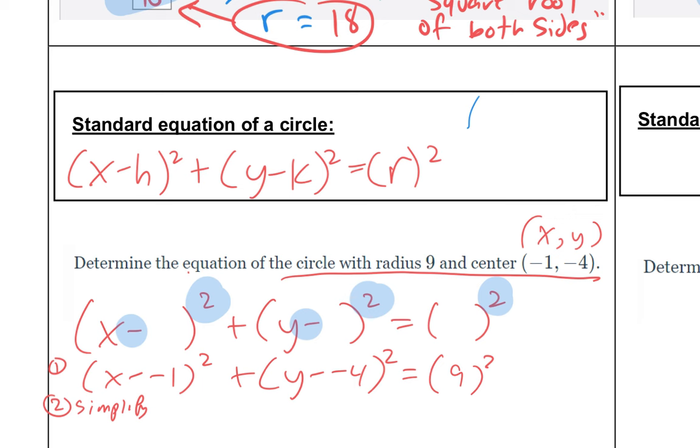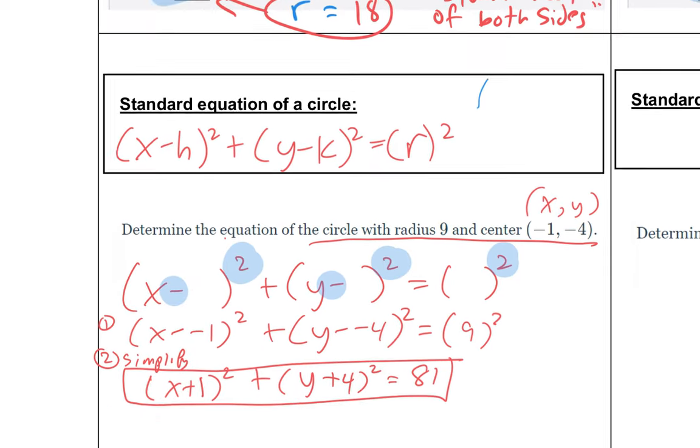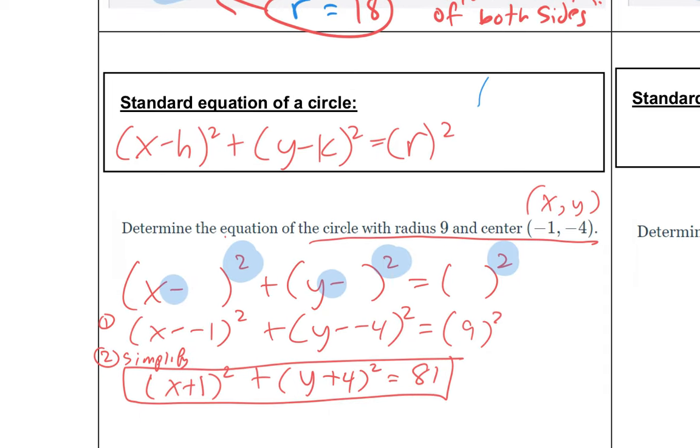Let's take a look at it right over here. This double negative is going to turn into a plus. That's going to be x plus 1, close it, squared, plus, and then this double negative is going to turn into a plus. So that's going to be y plus 4, close it, squared, equals, and if we put 9 squared into our calculator, that's going to give us 81. And that's our answer right there. That's what they're asking us to do, just write the equation of the circle with that center and that radius.